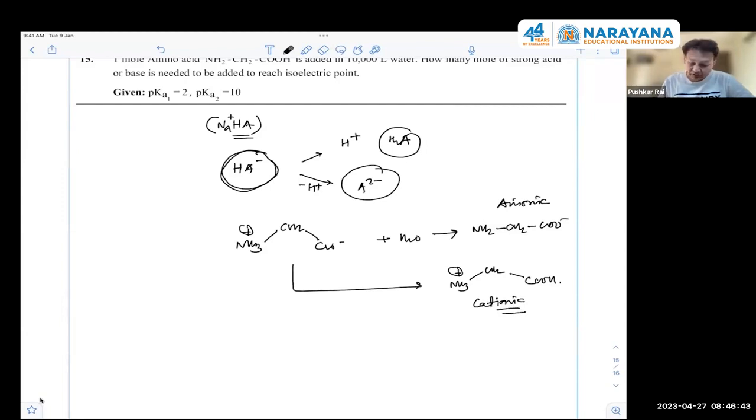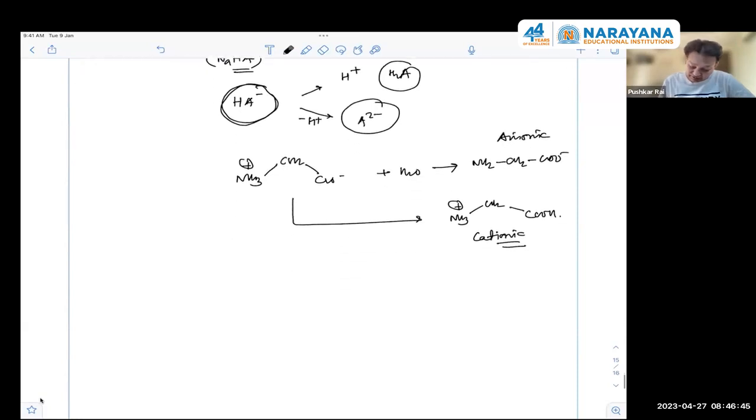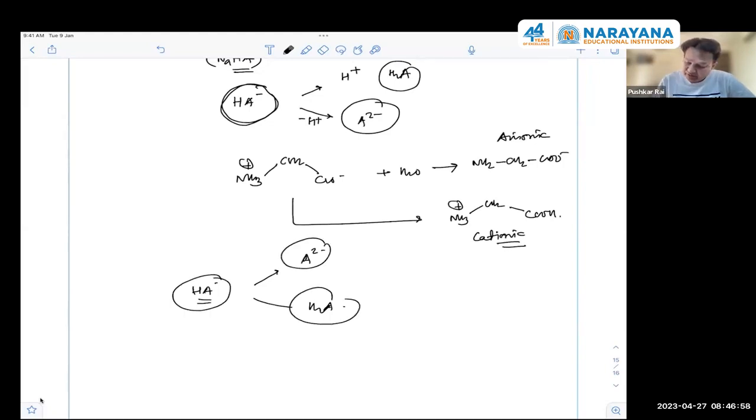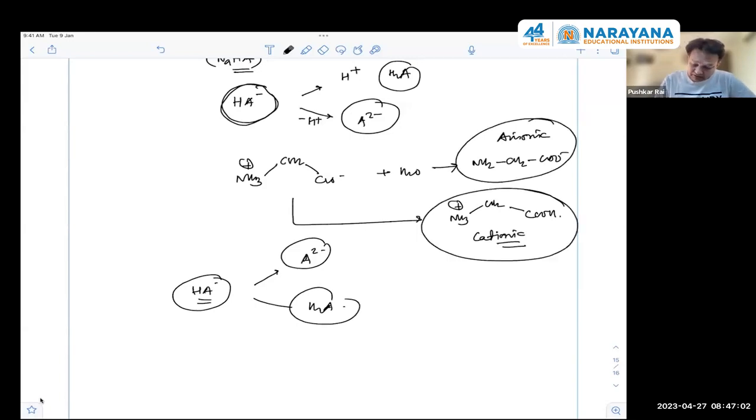All right. So this amino acid, just like this, HA negative changing into A2 negative, and it can change into H2A. Okay, this is the idea. So just like HA negative breaks into this, and this amino acid breaks into this, anionic and cationic form. Another idea is whatever concentration of this is there, that will change into these two. This is the idea. Idea number one.